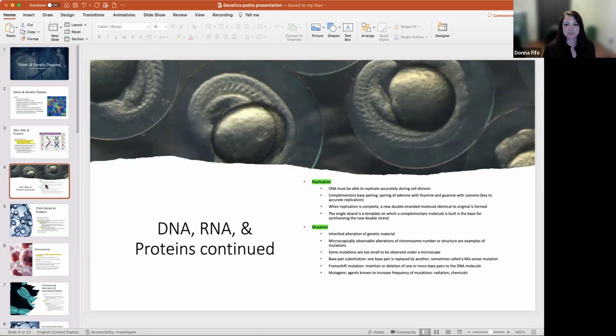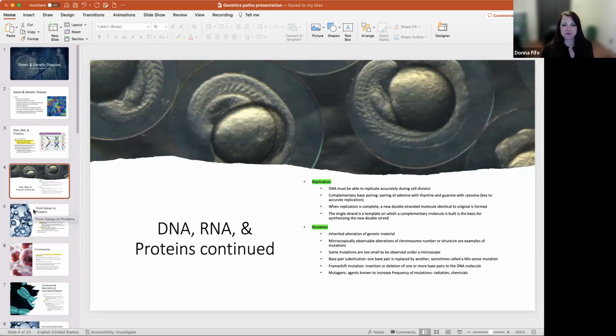Replication. DNA must be able to replicate accurately during cell division. Complementary base pairing is pairing of adenine with thymine and guanine with cytosine, which is key to accurate replication. So those have to match up with one another. When replication is complete, a new double-strand molecule identical to the original is formed. The single strand is a template of which the complementary molecule is built, and it's the basis for synthesizing the new double strand.